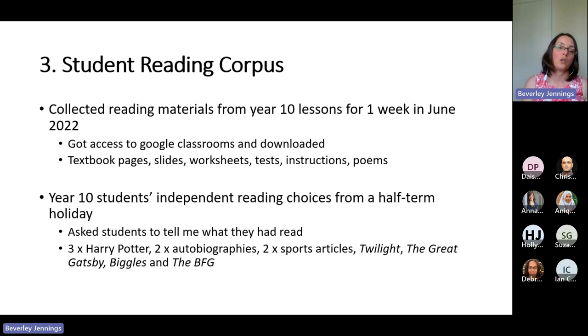And then I also took some year 10 students' independent reading choices from a half-term holiday to represent reading at home. I asked the students just to tell me what they'd read, after telling them that they needed to read over half-term. So just to give a little taste, I had three Harry Potters, a couple of autobiographies, a couple of students just said they read about football, so a couple of sports articles, Twilight was on the list, The Great Gatsby was on the list, Biggles, that was a surprise to me, and the BFG, so a real range. It was a mixed ability year 10 class, a real range to represent a snapshot of reading for pleasure, basically.